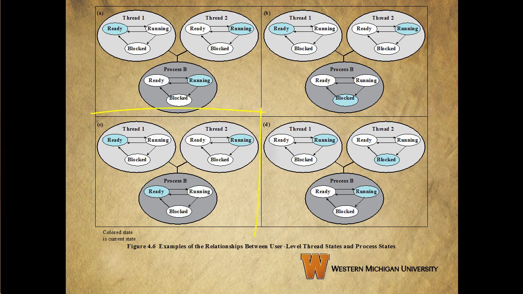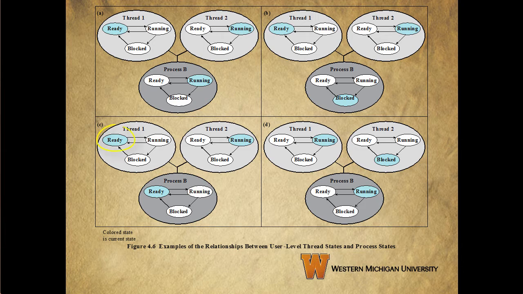Now, in our third scenario, what we're looking at is what happens when a clock interrupt passes control to the kernel, and the kernel determines that the currently running process, process B, has exhausted its time slice. The kernel places process B in the ready state to allow another process to have its time running. The situation with the threads is much the same as in our second scenario.